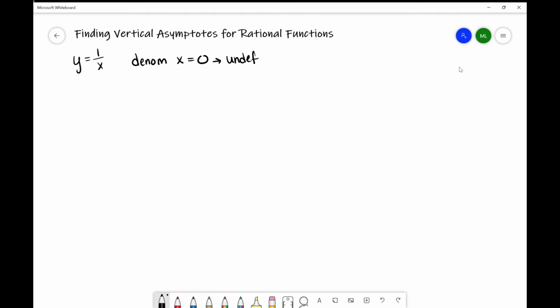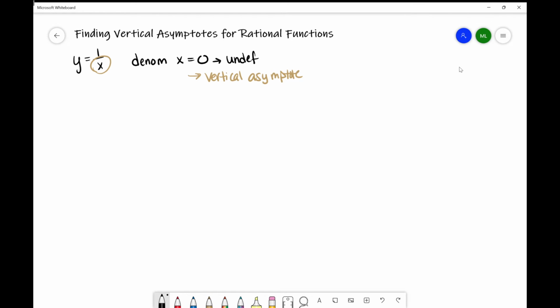Basically that means whenever your denominator is equal to 0, then you have your vertical asymptote, because that's where it's undefined. So this right here implies that x equals 0 is your vertical asymptote. That was for the parent function.